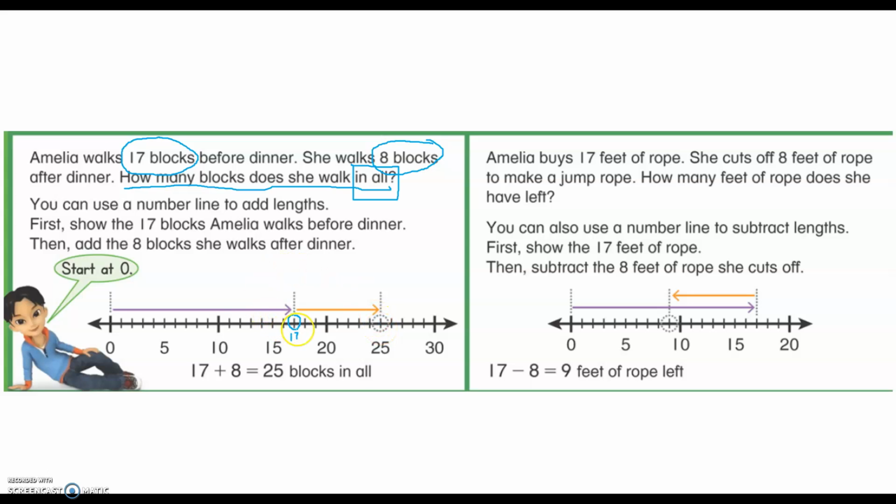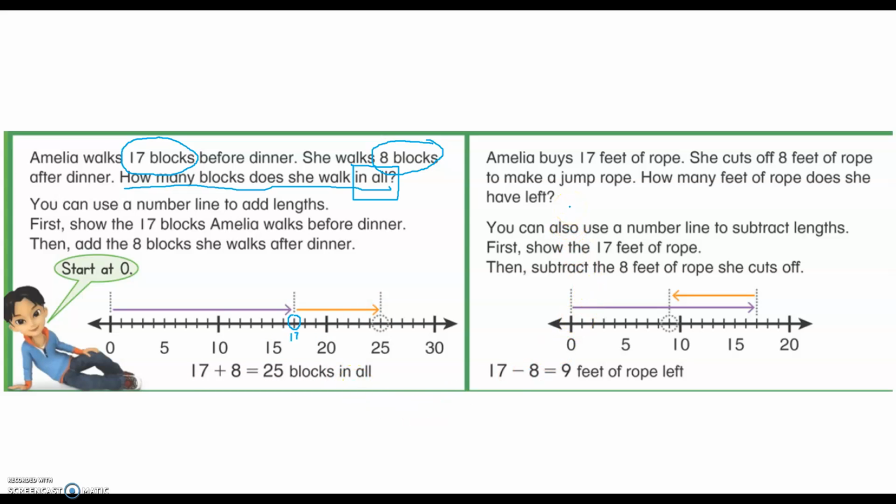You could also count like this: 17, 18, 19, 20, 21, 22, 23, 24, 25. So 17 plus 8 equals 25 blocks in all.